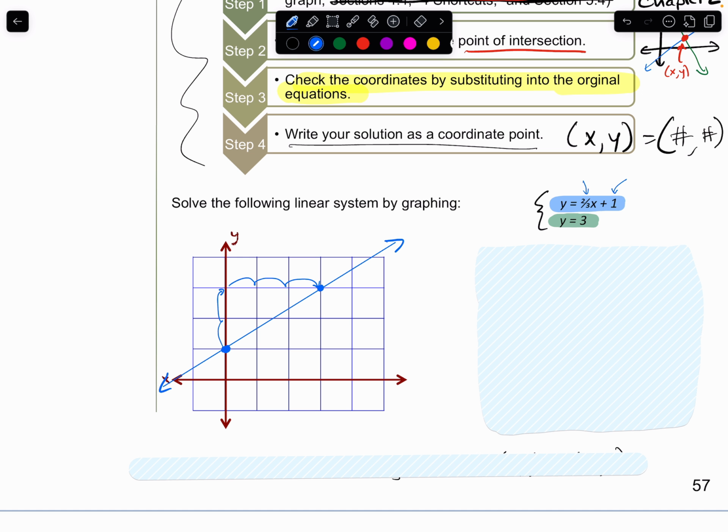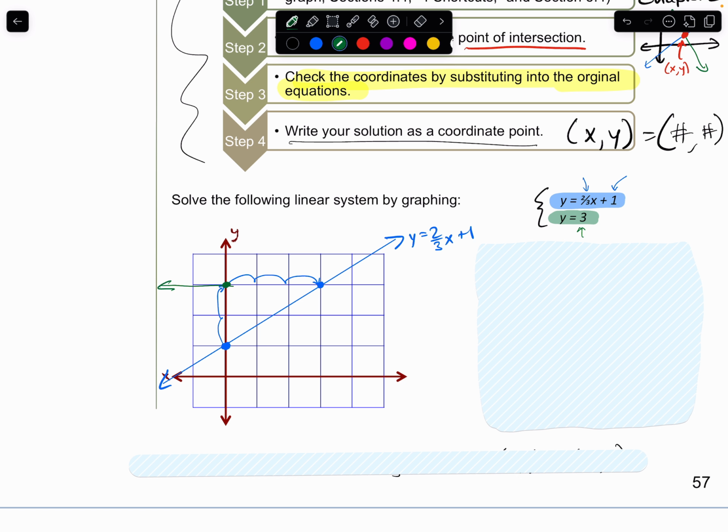And that's our equation, y equals 2/3 x plus 1. And then we're going to do the same thing with the second equation, excuse me. Y equals 3. There's no slope. The slope is 0 there. Remember, y equals a constant number. That's going to be a horizontal line through that number, 3, on the y-axis. So we're going to draw our line there. This is the line y equals 3.